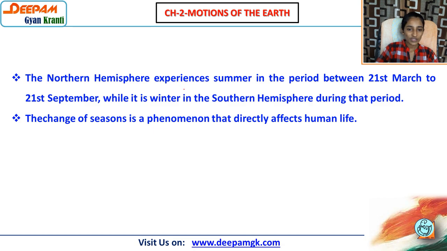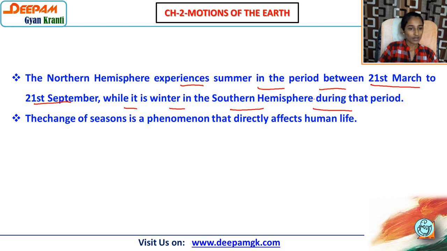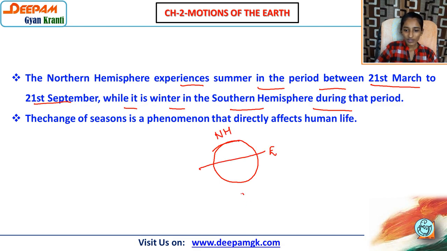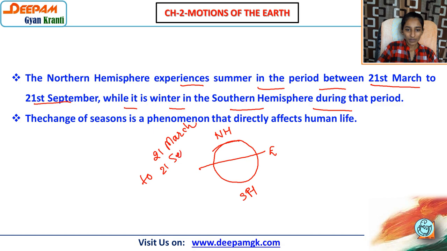In the northern hemisphere, the northern hemisphere experiences summer in the period between 21st March to 21st September, while it is winter in the southern hemisphere during that period. Again, it's very important. This one is our earth, okay, this part is equator, this one is north hemisphere and south hemisphere. So during which period? So 21st March to 21st September. So that is winter here in the south hemisphere. So this season here we have the winter. So definitely both are in an opposite form.